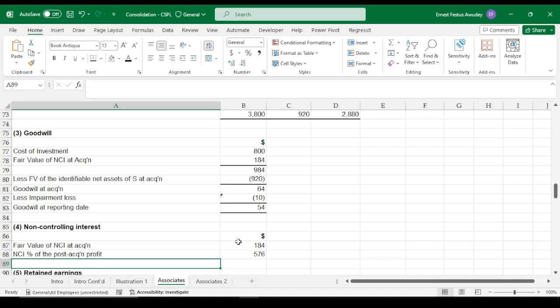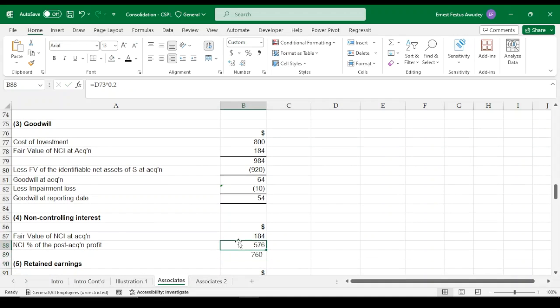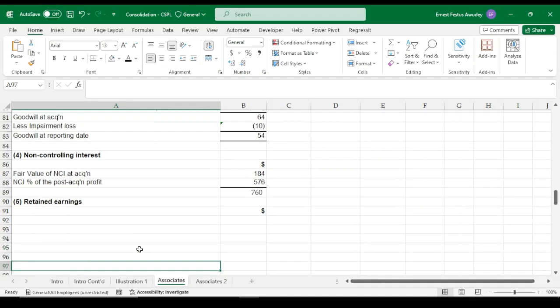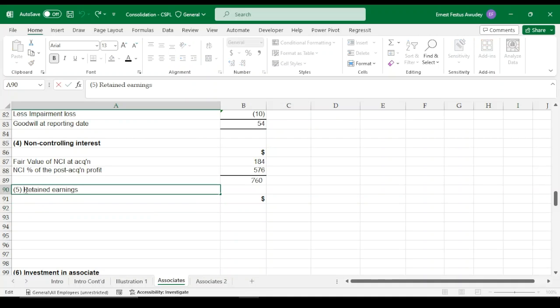Then I can add the two together, using alt equals, and that gives me my NCI at the reporting date, my non-controlling interest at the reporting date. So that is it for that as well. Then the fifth working is what we call the group retained earnings. So let me actually put it here, group retained earnings.